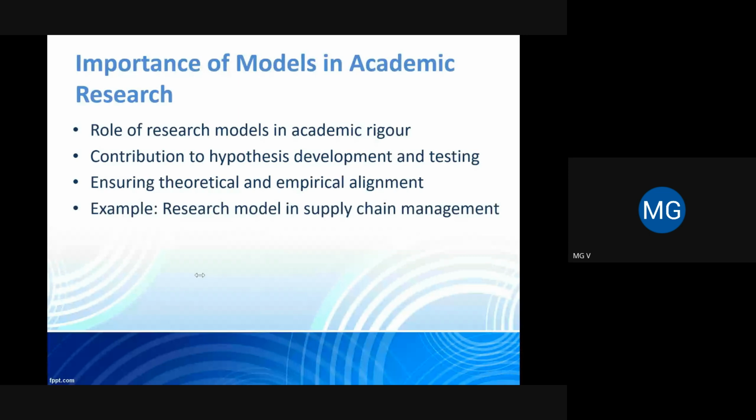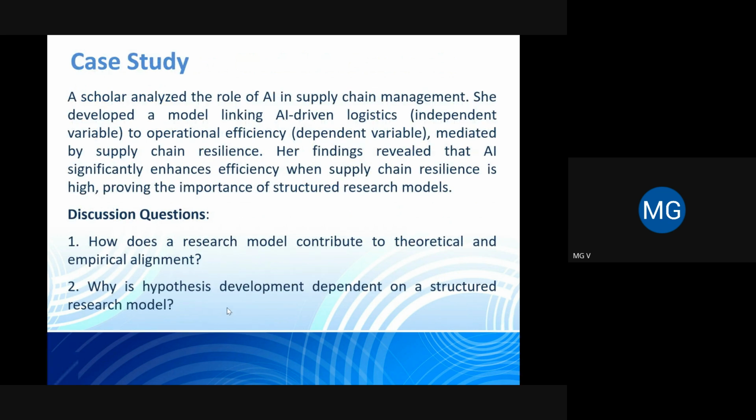For instance, in supply chain management, a research model can explore the impact of AI driven logistics on operational efficiency, with AI adoption as the independent variable and efficiency as the dependent variable, moderated by firm size. Such structured approaches ensure valid research outcomes. So let us explore it further.